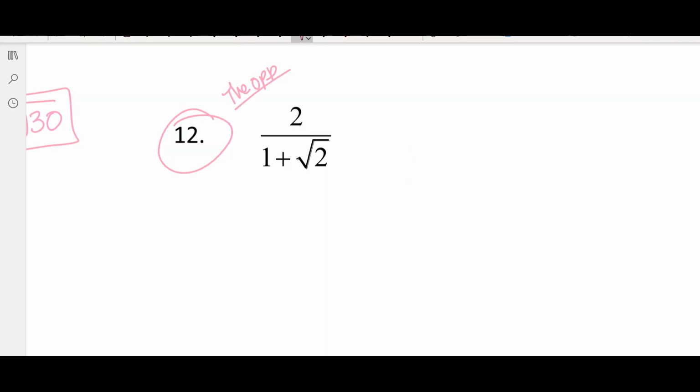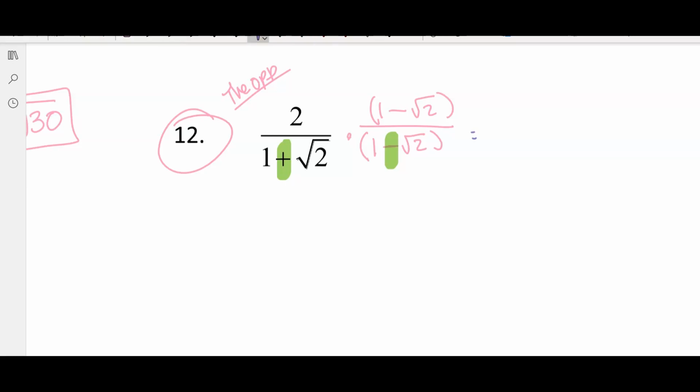Okay, remember our goal is to get a perfect square down the bottom and be able to get rid of that radical. So to do that, we are going to multiply by the conjugate, which is 1 minus the square root of 2 over 1 minus the square root of 2. Notice here how this is a plus and this is a minus. You have to multiply by the opposite.